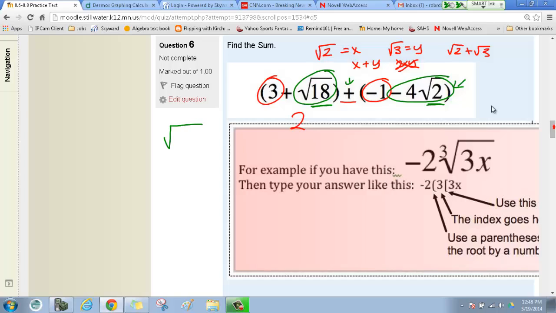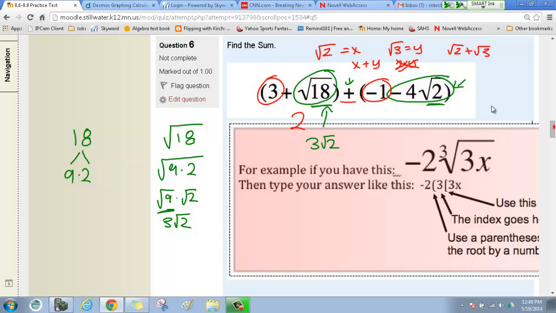But the square root of 18, I think you can simplify this down. Because I know that 18 really breaks down into 9 times 2. And so we really have the square root of 9 times 2. And that is actually equal to the square root of 9 times the square root of 2. Okay? And we know that the square root of 9 is 3. So we really have 3 square root of 2. So this square root of 18 right here is really 3 square root of 2. But we're adding this -4 square root of 2. So plus -4 square root of 2.